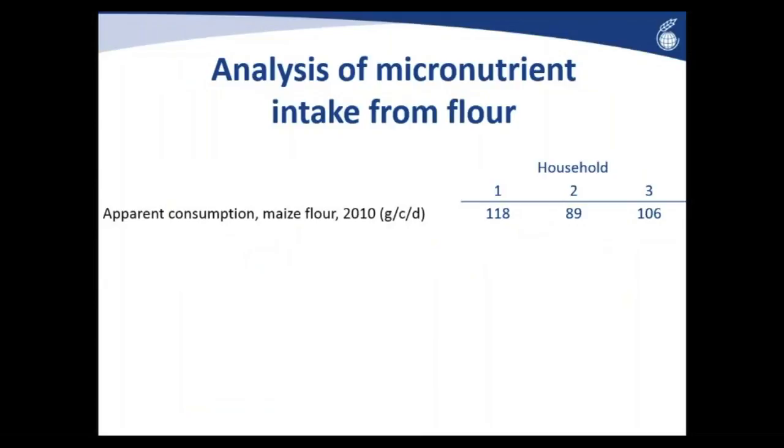Here we have results for 3 of the households interviewed in that HIES survey. In 2010, the apparent consumption of maize flour was 118, 89, and 106 grams per capita per day for households 1, 2, and 3, respectively. The samples taken from the maize mills in 2013 had an average zinc content of 24 milligrams per kilogram of maize flour. In 2014 and 15, the samples had an average content of 29 and 30 milligrams per kilogram, respectively.